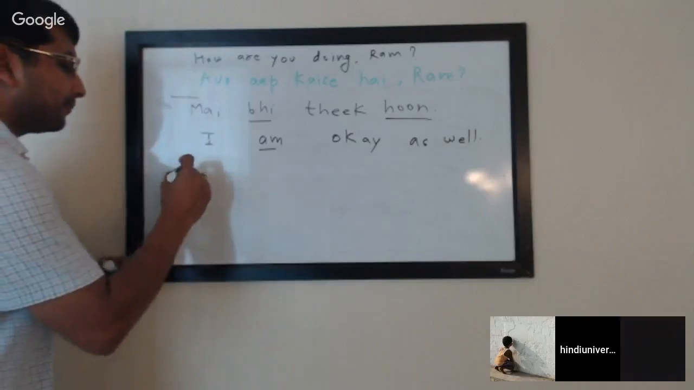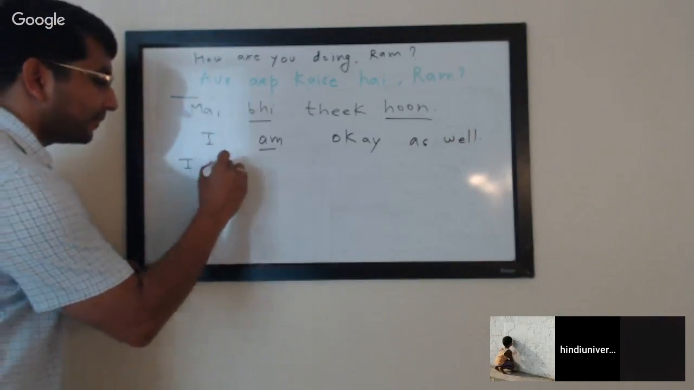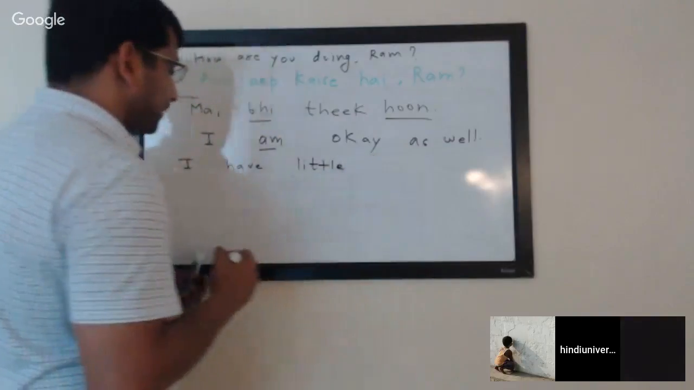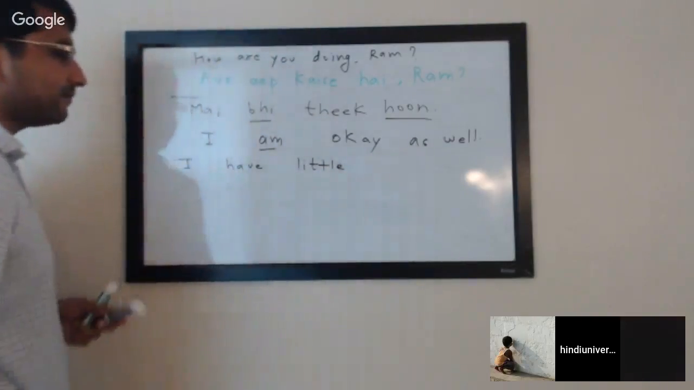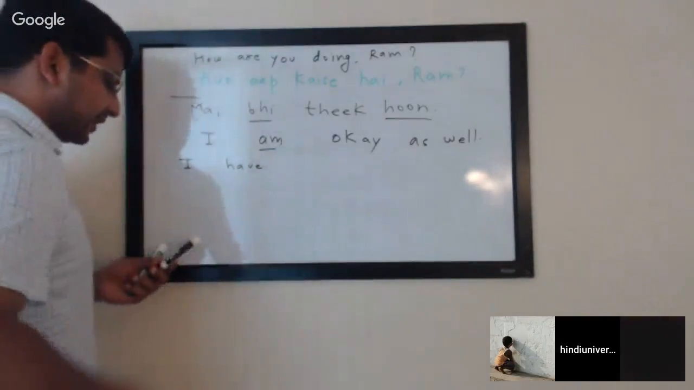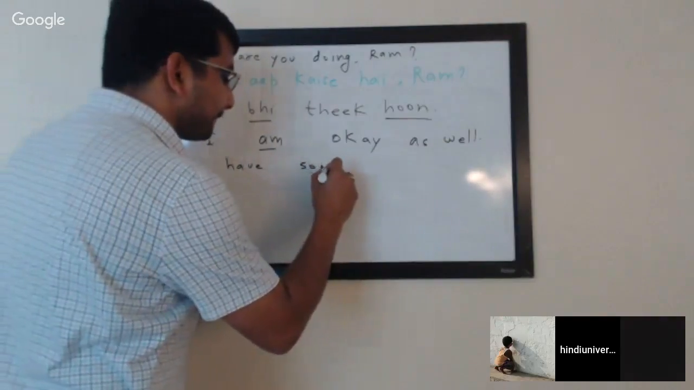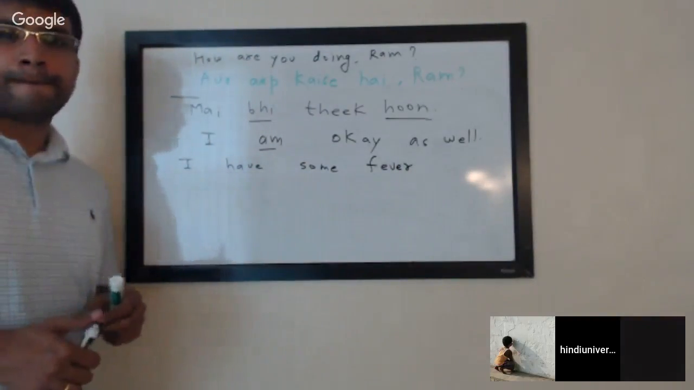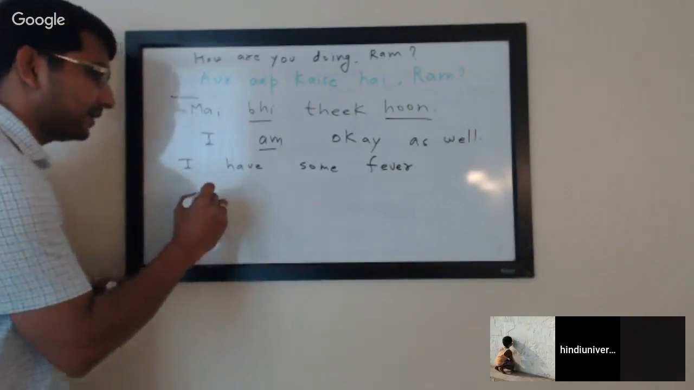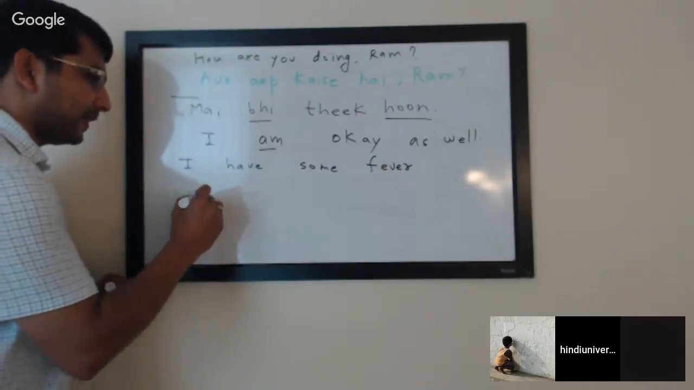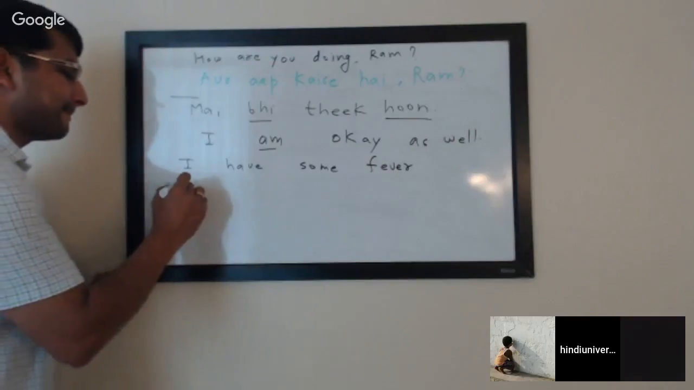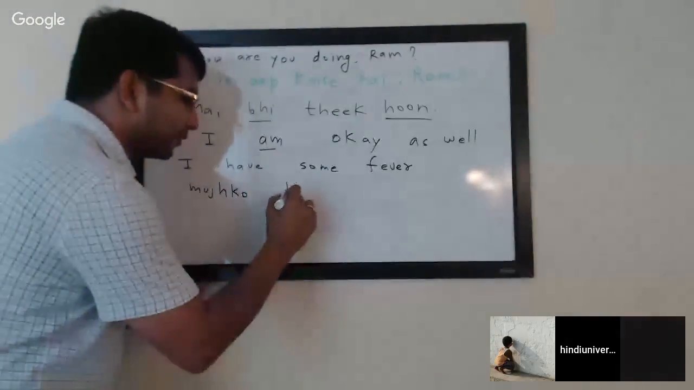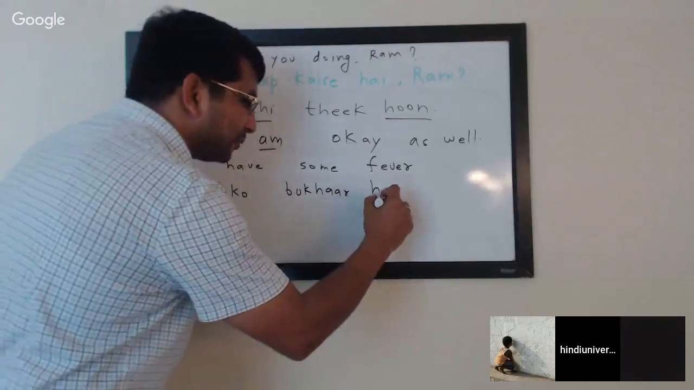So now Ram wants to say, I have some fever. There are many ways to say it, but you're going to say, I have some fever. What do you say, Ilan? How will you say that? Mujhe bukhar. Mujhe bukhar hai. How did you figure it out? I don't know. You told me before. Okay. So, mujhko or mujhe bukhar. Very good. Mujhko bukhar hai.